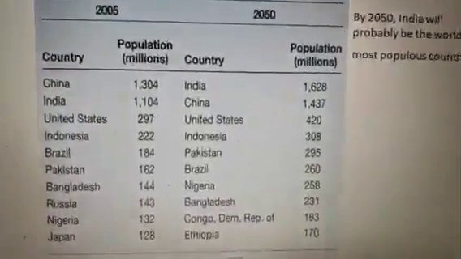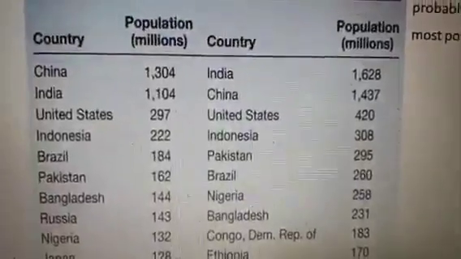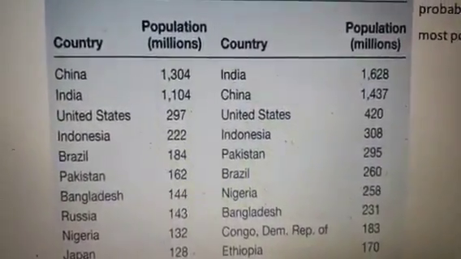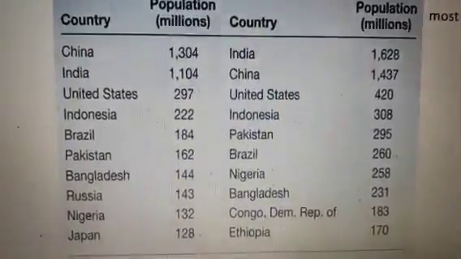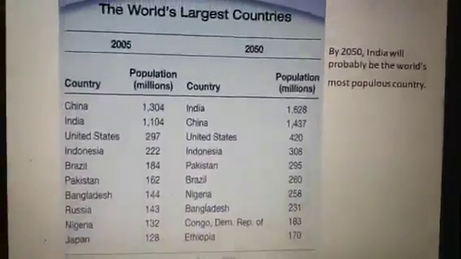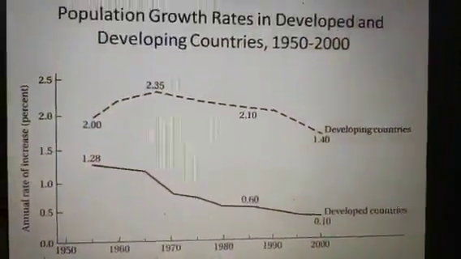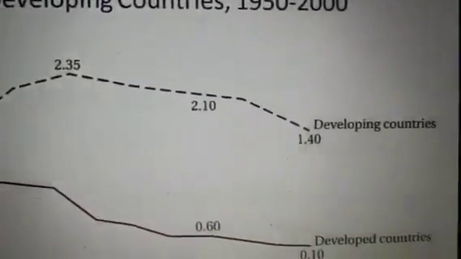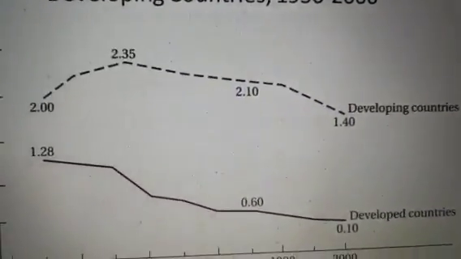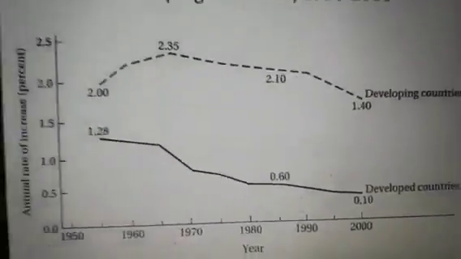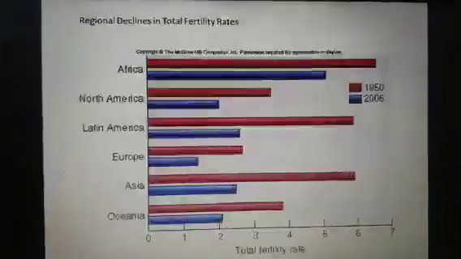Okay, and again you can see other countries around the world, the United States, Indonesia, Brazil. You can see little changes in those countries. So this is the world's largest countries situation, and you can depict that the developing countries trend diagram is decreasing but in a slow manner, and the developed countries diagram is a steep decline. So this is also a difference between less developed and developing countries.